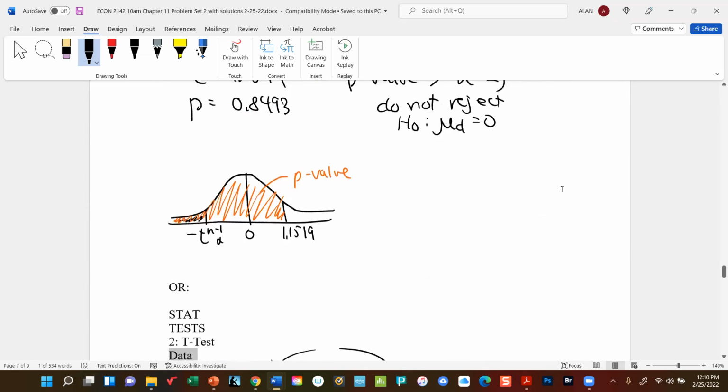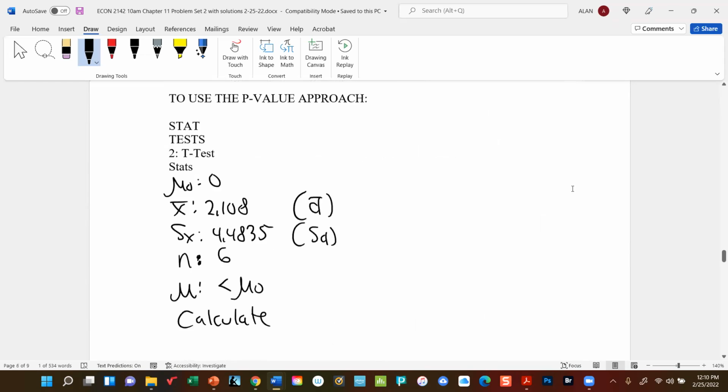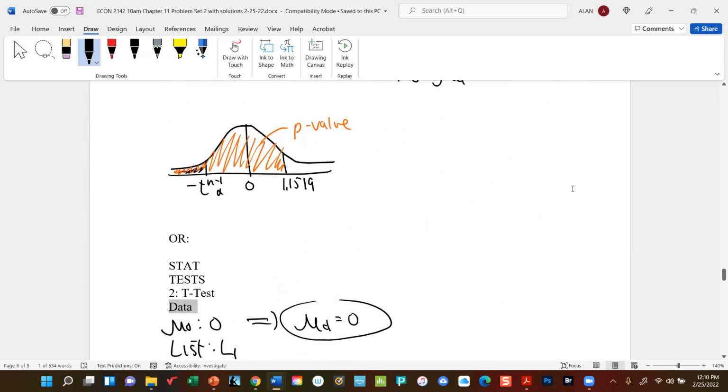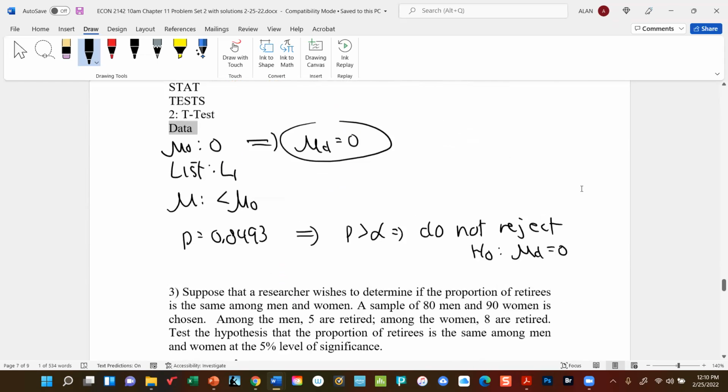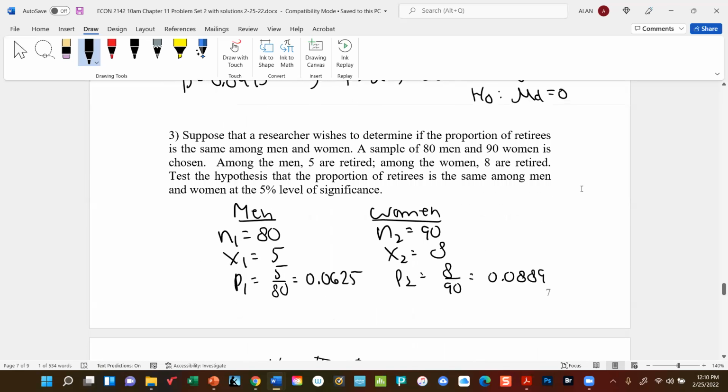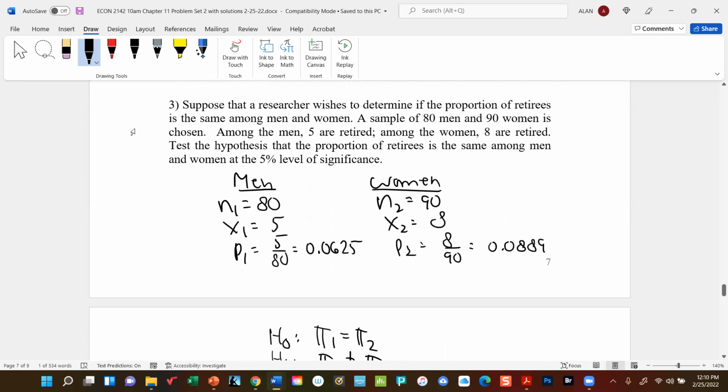All right, now those are done. Now we're going to do a test about the population proportions of two different populations. So here we go. And this is the last thing we did in the chapter, by the way, if you want to go back and reread the slides. A researcher wants to know if the proportion of retirees is the same among men and women.